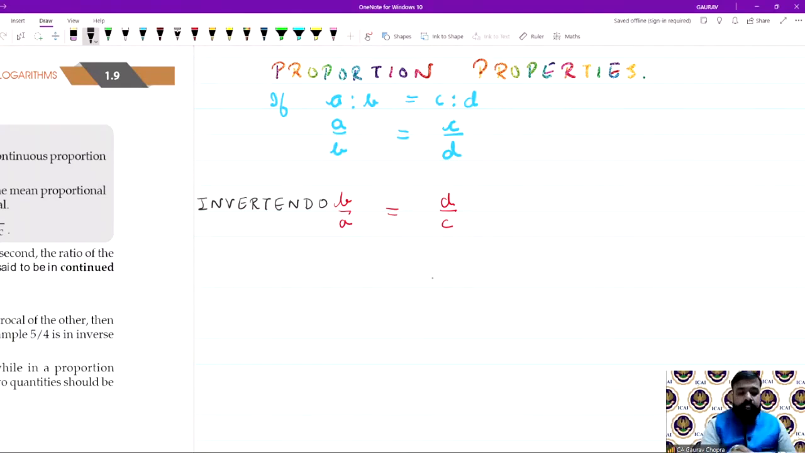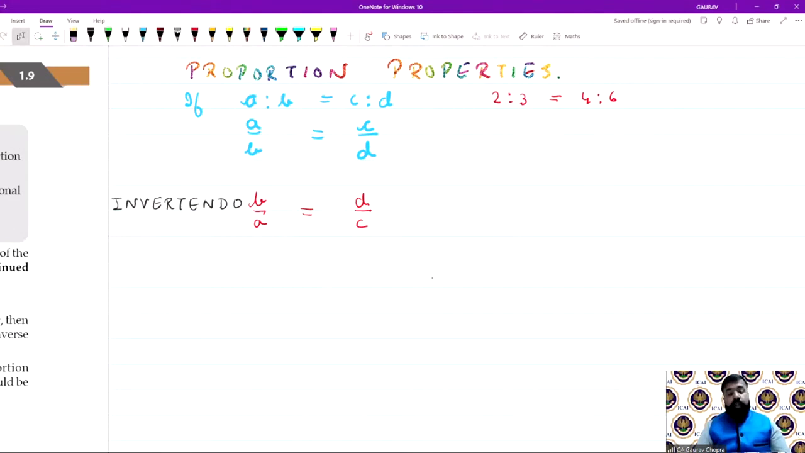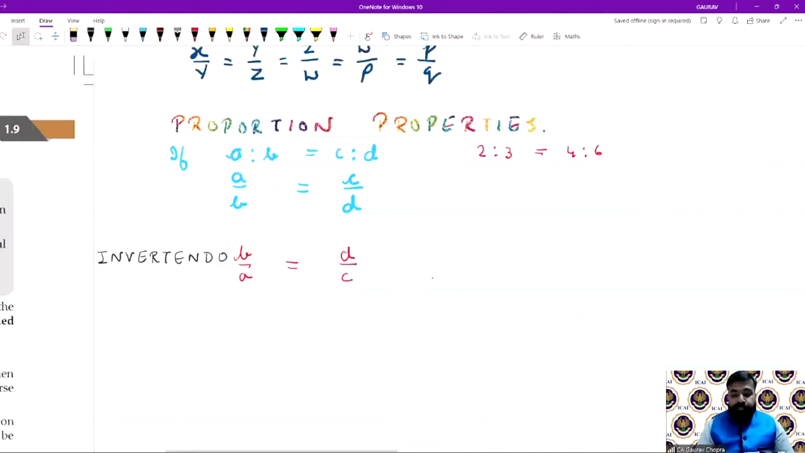Let us take one simple example. If we say that 2 is to 3 and 4 is to 6. Are these two ratios equal or not? Simple question. The answer is yes, they are equal. Because if we cancel 4 and 6, it will again become 2 and 3. That means these two ratios are equal. Ye dono ratio equal hai.